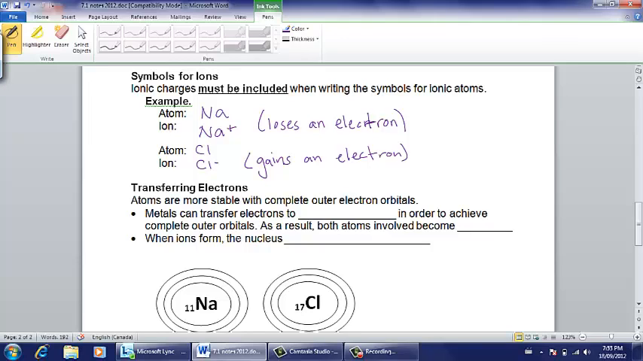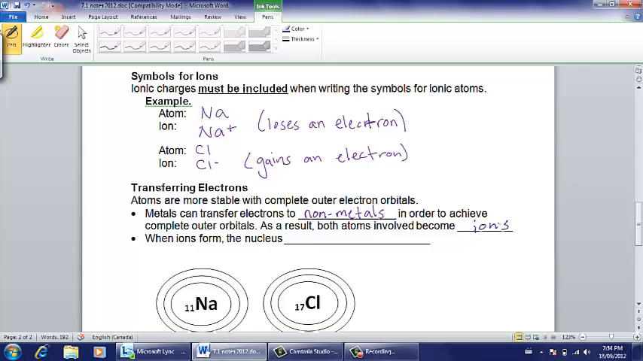Lastly, we will be looking at the transferring of electrons. We already know that atoms are more stable with complete outer electron orbitals. Metals, which are trying to lose electrons, can transfer electrons to nonmetals. So they will give their electrons away to nonmetals, which happen to be trying to gain electrons, in order to achieve complete outer orbitals. As a result, both atoms involved become ions.